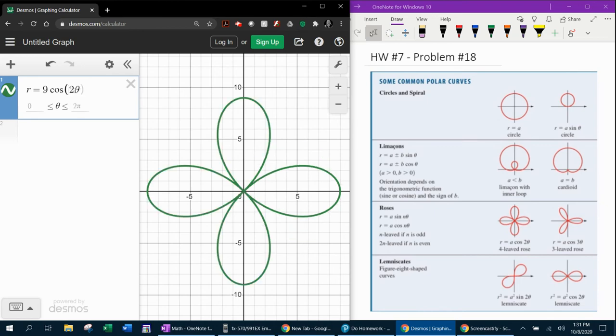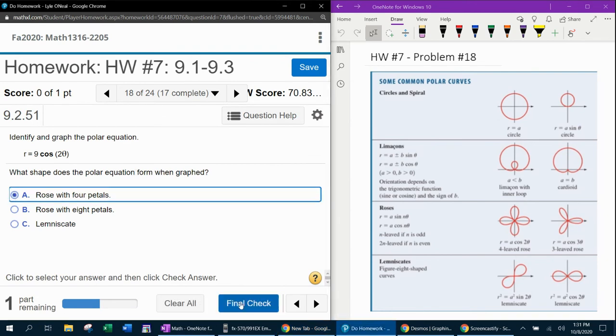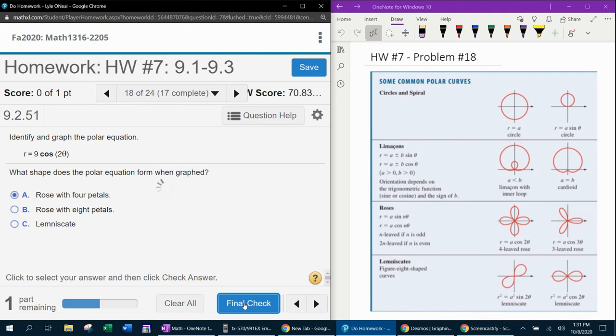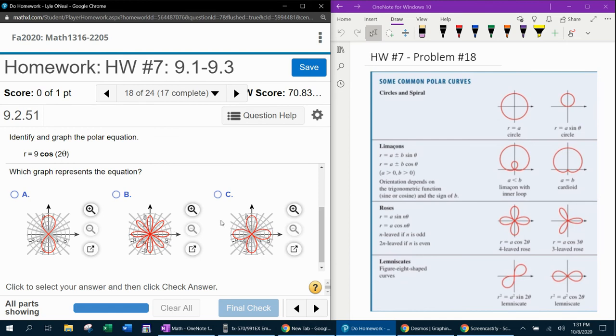All right, so we have r equals 9 cosine 2 theta. That was the original problem. 4 petals. It is a rose with 4 petals. And let's see here. It's going to want me to pick the appropriate graph. Well, that's easy. There it is. Rose with 4 petals.